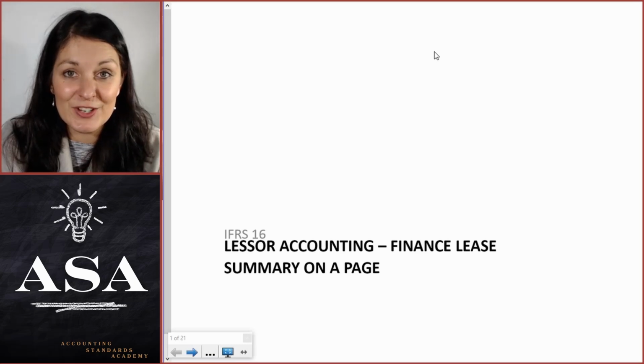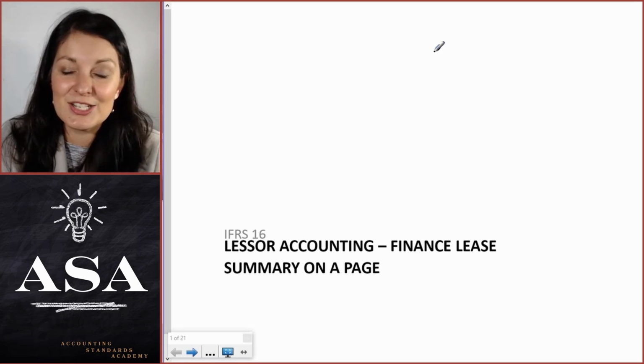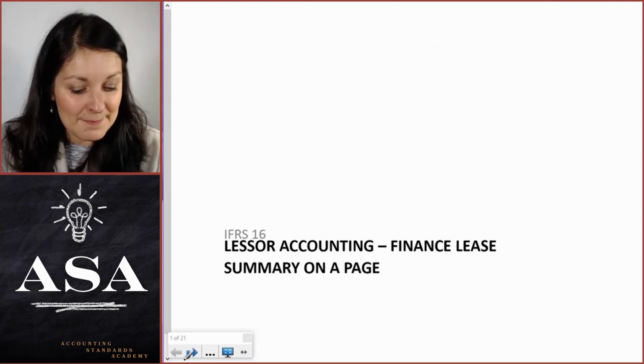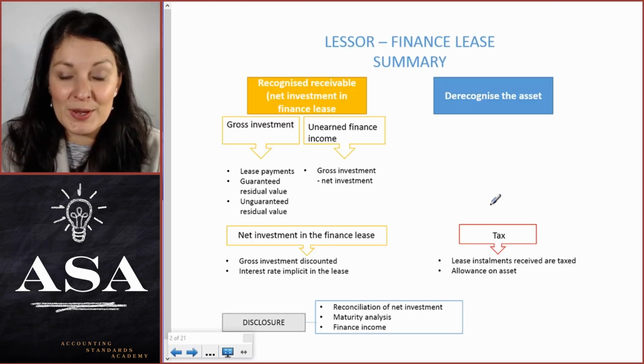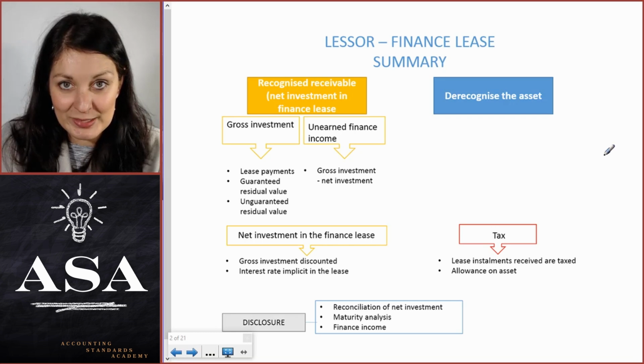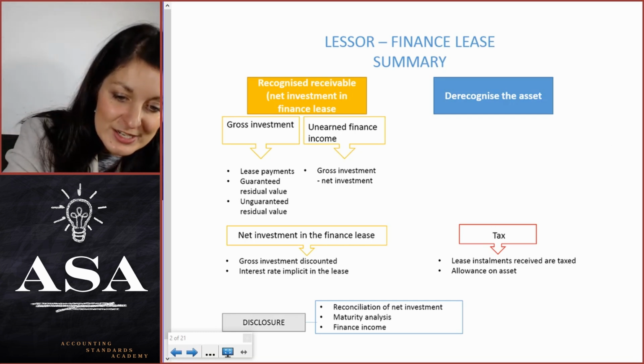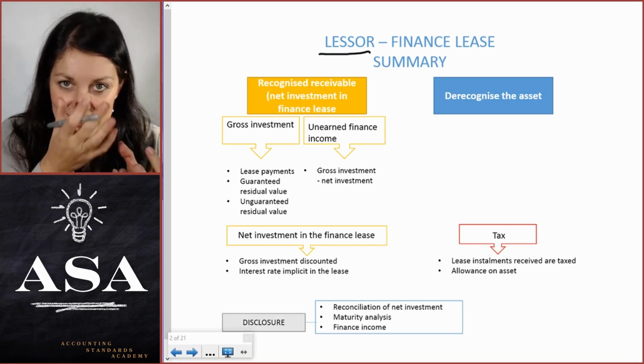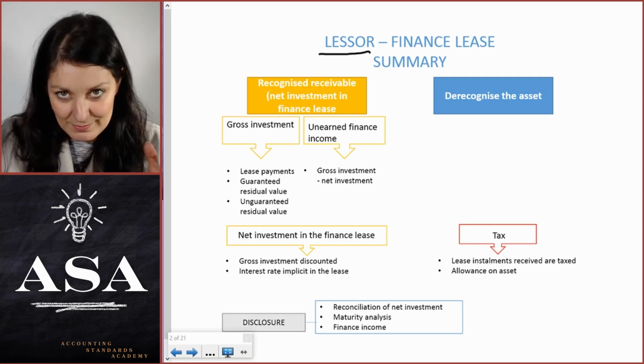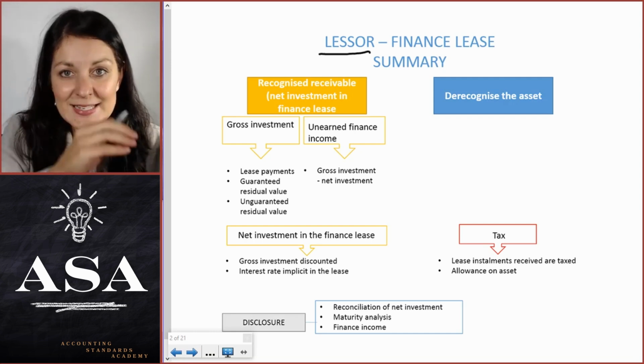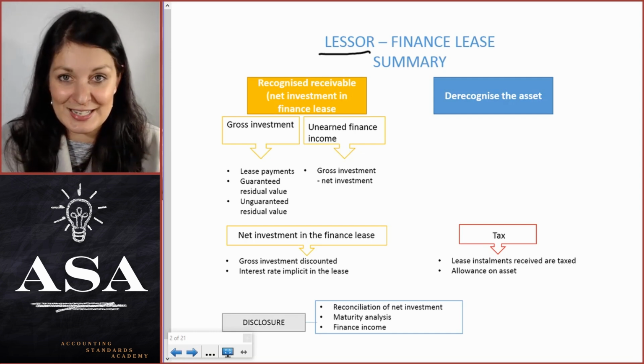Okay, so I'm going to give you a quick summary of a finance lease in the lessor's accounts. This is just an overview of the more important principles that you need to be aware of. Okay, so we're dealing here with the lessor. So this is the party giving its asset for use by the lessee, and in turn the lessee will give lease payments to the lessor.